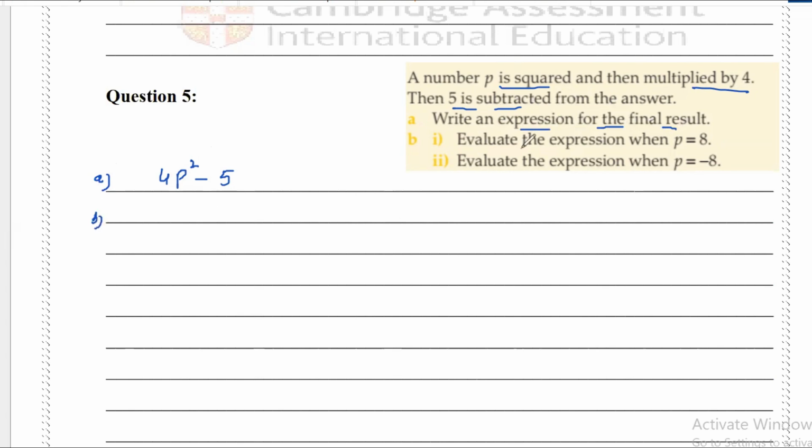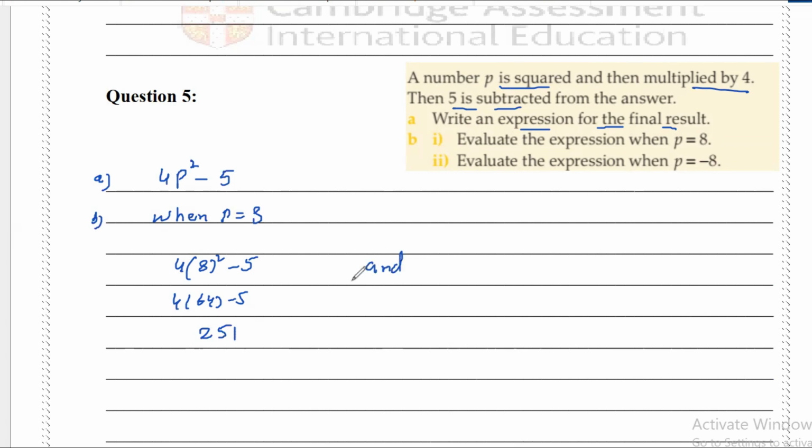And in part b, evaluate the expression when p equals 8. So just substitute: 4 bracket open 8 square minus 5. That gives me 8 8s are 64 minus 5. So 64 multiplied by 4 comes to what? Minus 5. It gives me 251.